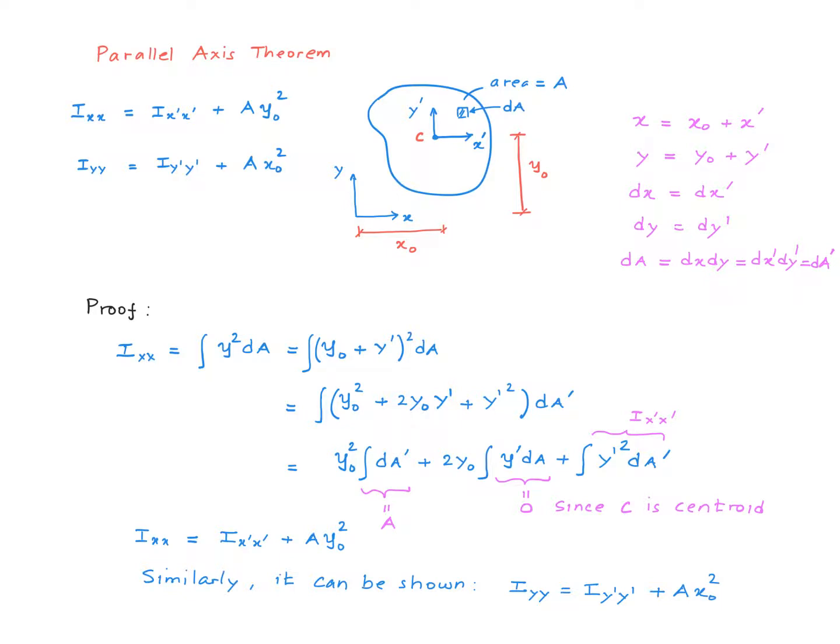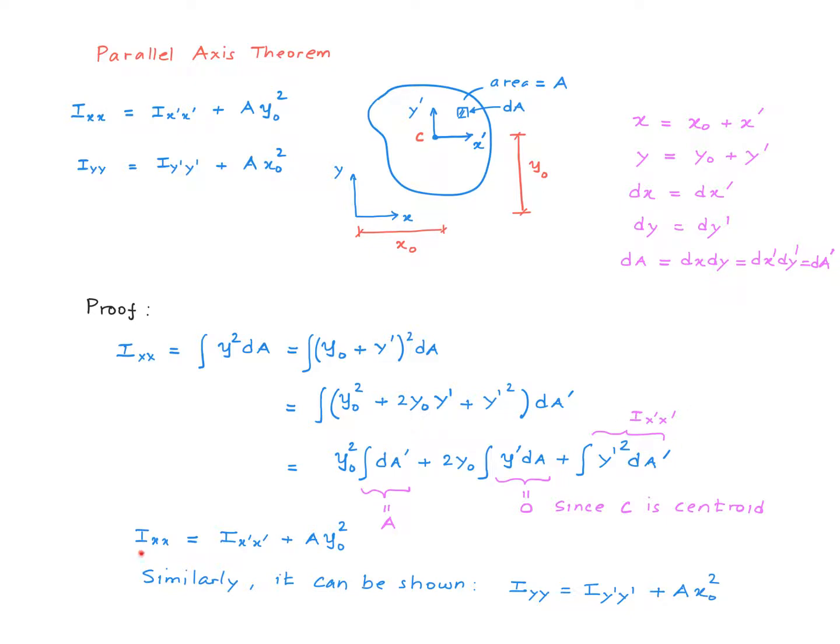Now we take this first relation and work on it like shown here. y here is y naught plus y prime, and you square that. So when you square that, you get this, right? So now I'm separating this into three separate integrals. Integral of dA prime over the area of the section is simply the area of the section, right? So this term becomes A times y naught squared. Now, since these two axes pass through the centroid of the section, this term is 0. Integral of y prime times dA is 0. And the third term, by definition, is Ix'x'.